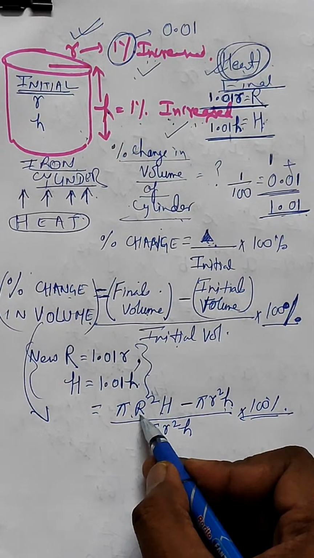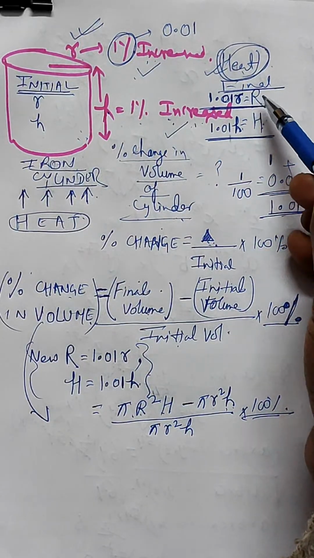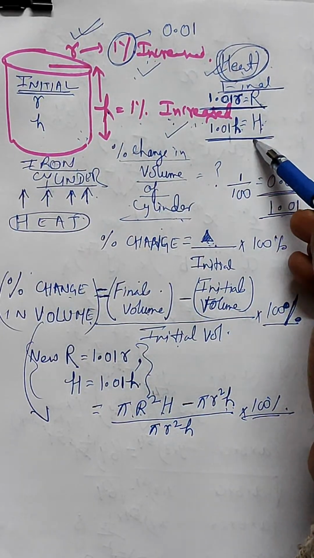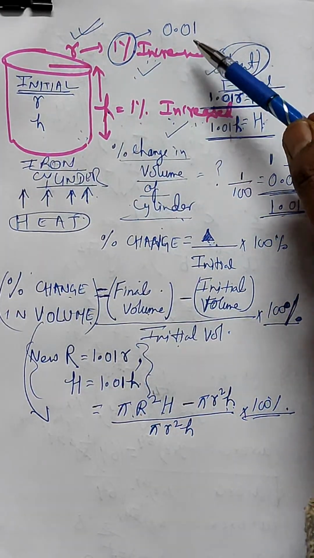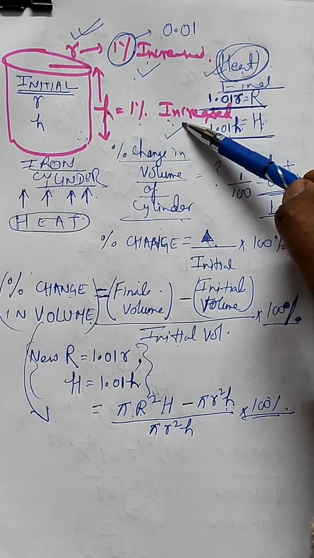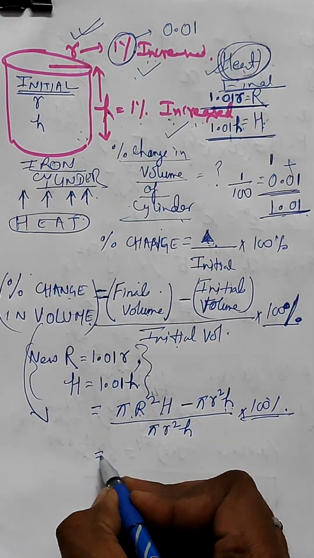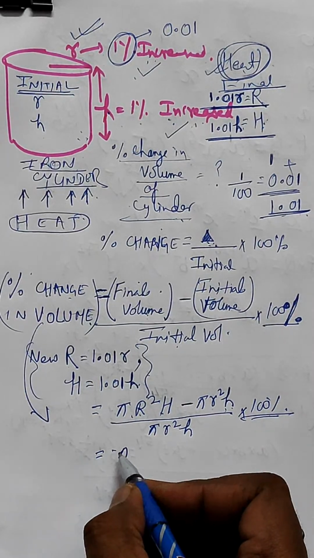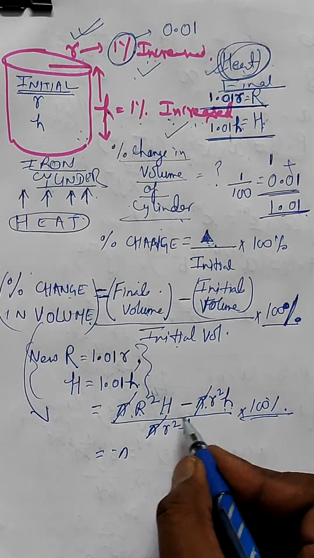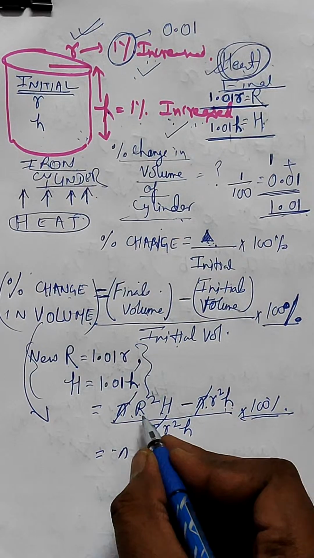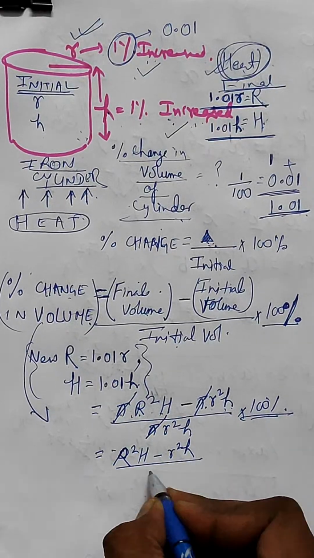Students, mind it, capital R and capital H are the dimensions of the same cylinder after heating, and capital R is equal to 1.01 r and capital H equal to 1.01 h, because it is given in the question that due to heating, 1% increased in the radius and 1% increased in the height, right? So with this we can write pi. You can cancel pi at all these three places, right? Taking pi common in the numerator will cancel out the pi of the denominator. So we are left with R square H minus r square h divided by r square h.